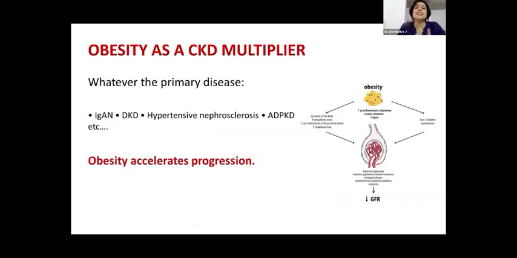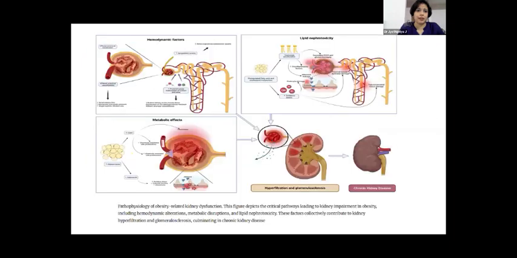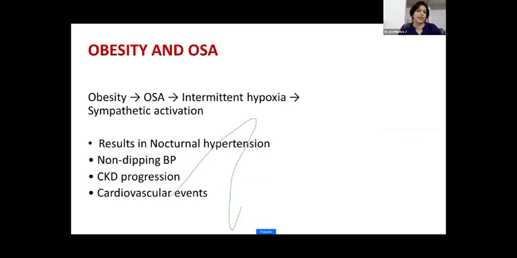Now, obesity is a CKD multiplier. Whatever be the primary disease, be it IgA nephropathy, diabetic kidney disease, hypertensive nephrosclerosis, ADPKD, whatever be the primary disease, obesity accelerates CKD progression. Now, various mechanisms I already discussed with you: the hemodynamic stress, metabolic stress, lipid nephrotoxicity, hyperfiltration, and glomerular sclerosis culminating in CKD and resulting in progression of CKD.